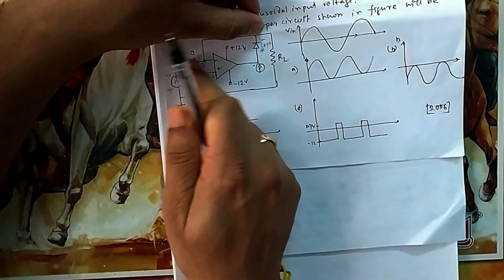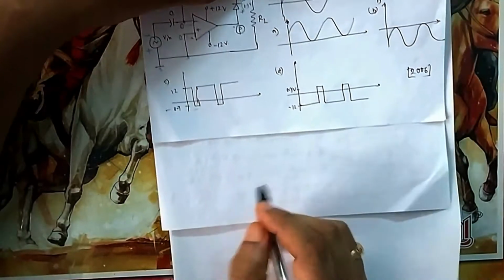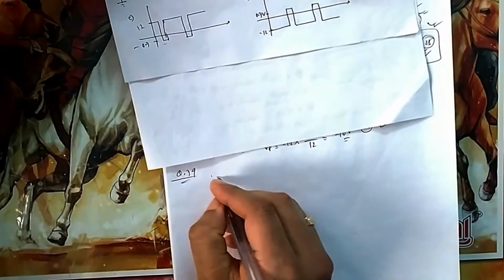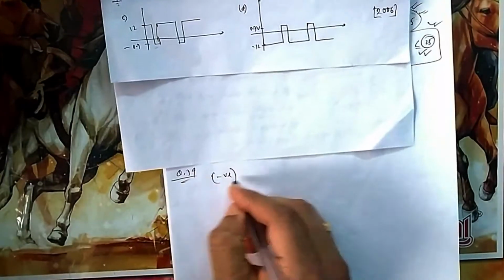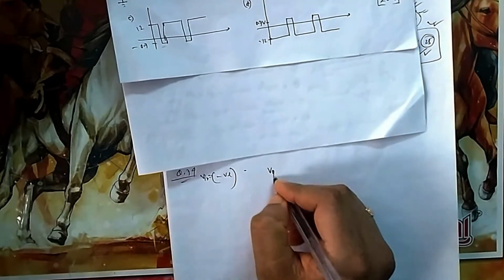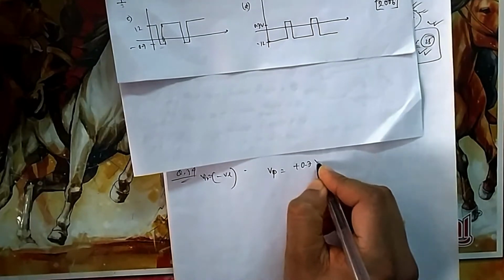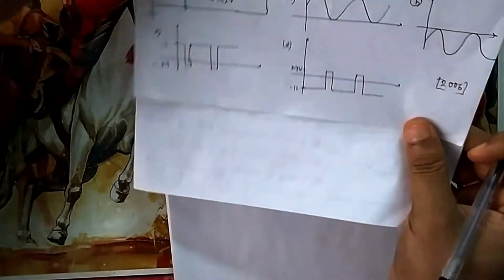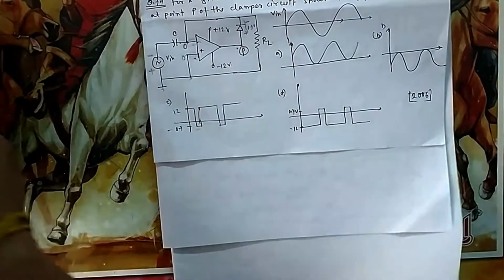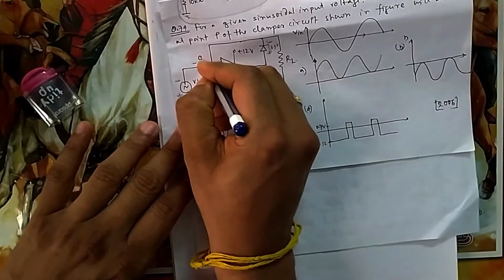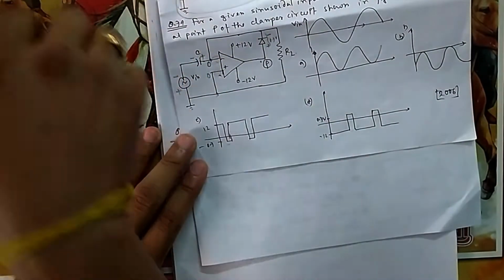Because it is also grounded, no current will flow through this RL, and the capacitor also gets fully charged during this condition. So when Vin is in the negative half cycle, your output, that is Vp, is fixed at 0.7. From the options also you can say it is D, but let us complete it. Now your capacitor is charged at this polarity.